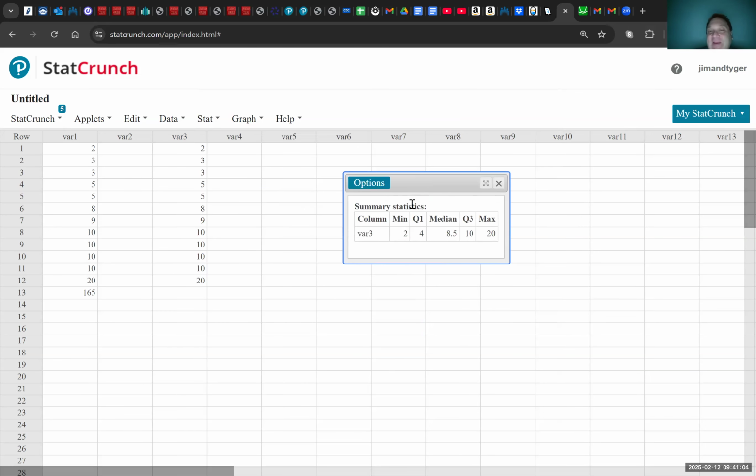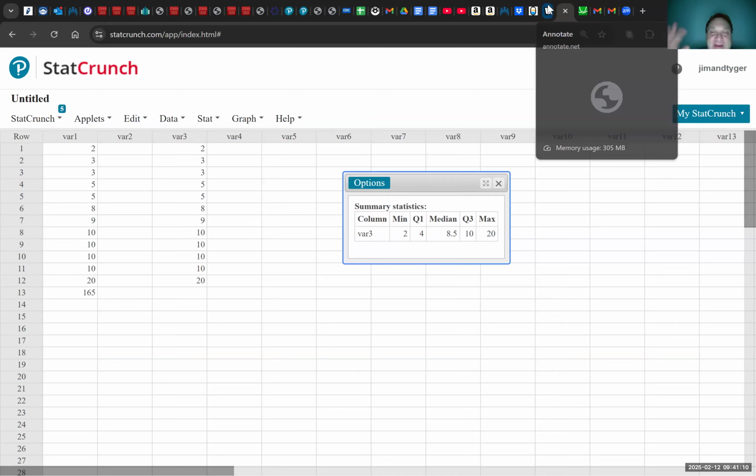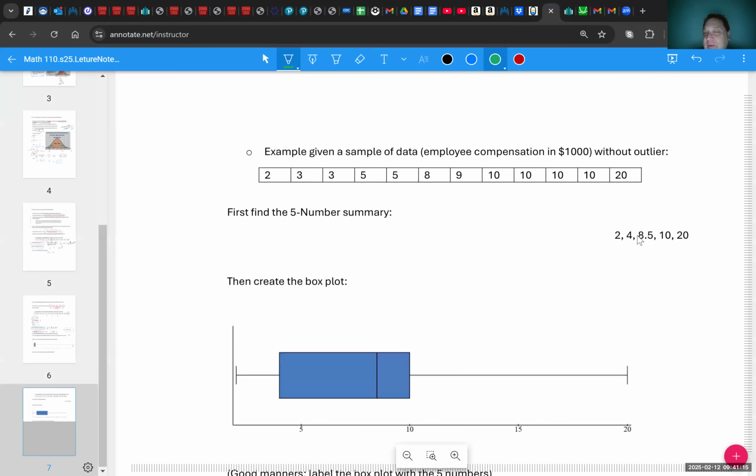So it's the same thing as before. If you got the idea of how to find those calculations, it didn't change. I just showed people again in case they need a reminder visually of what it does. As I did before, I wrote down the numbers. There's our 8.5, our median, because it's an even number of data points. So 2, 4, 8.5, 10, and 20 are our 5-number summary. That's our min, Q1, median, Q3, and maximum.